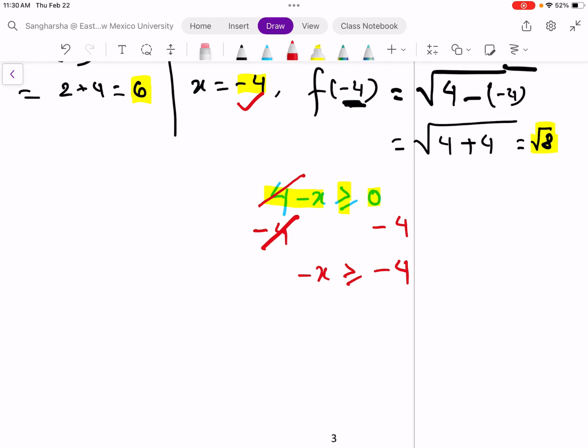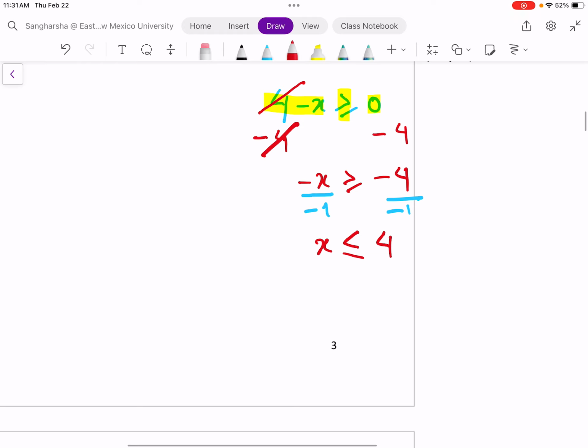How do we get rid of the negative? Divide by negative 1. And what happens if you are dividing the inequality by a negative number? The inequality sign flips. That's right. So we have negative x divided by negative 1, positive x. Now it flips to less than or equal to negative 4 divided by negative 1, positive 4. So x has to be less than or equal to 4, and every number which is less than or equal to 4 is the domain for this function.